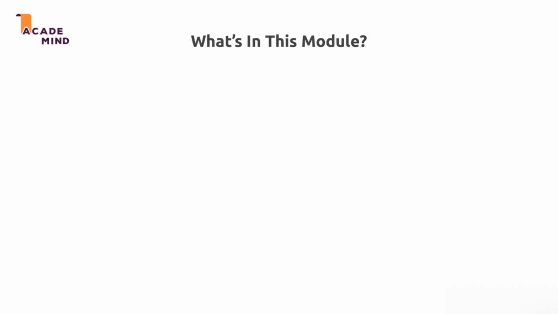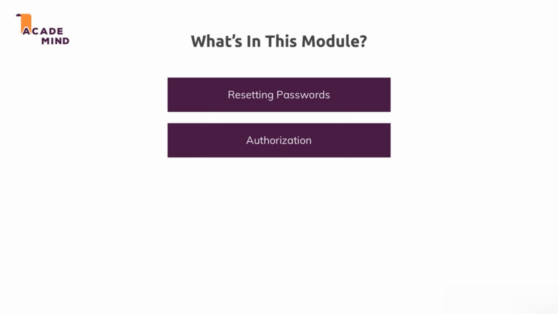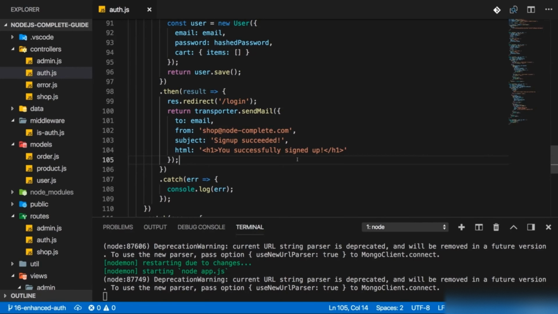To be precise, in this module, we'll start with resetting passwords, but then we'll have a look at authorization, which is that part I just talked about with ensuring that you can only edit and delete what you created. So let's start with resetting passwords. Obviously, that's a common thing you need to do in applications. People forget passwords, you want to offer them a way of resetting them.